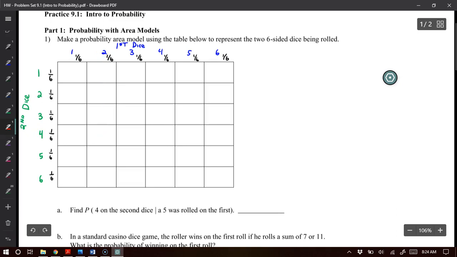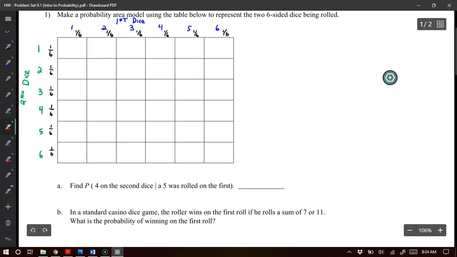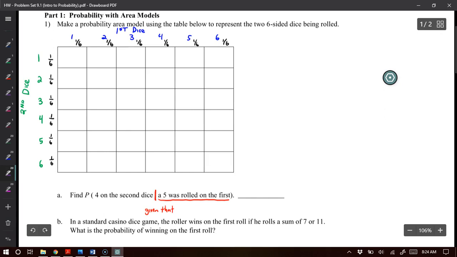What our problem asks, we'll look at part A, is find the probability of rolling a 4 on the second dice. And remember, this vertical bar means given that a 5 was rolled on the first one. So I'm going to use some coloring for this to kind of help out. So given that is what occurred first. So assuming I rolled a 5 on the first die, that means this column, this event happened.